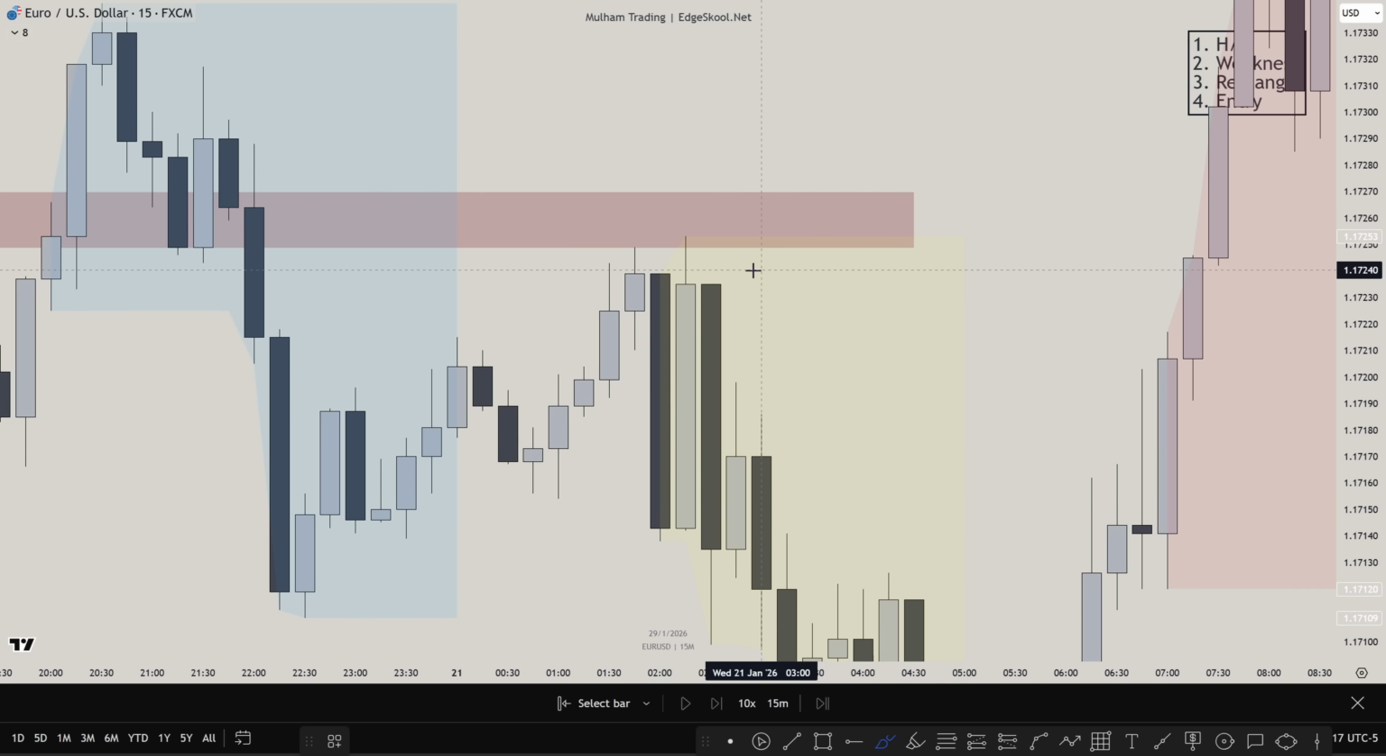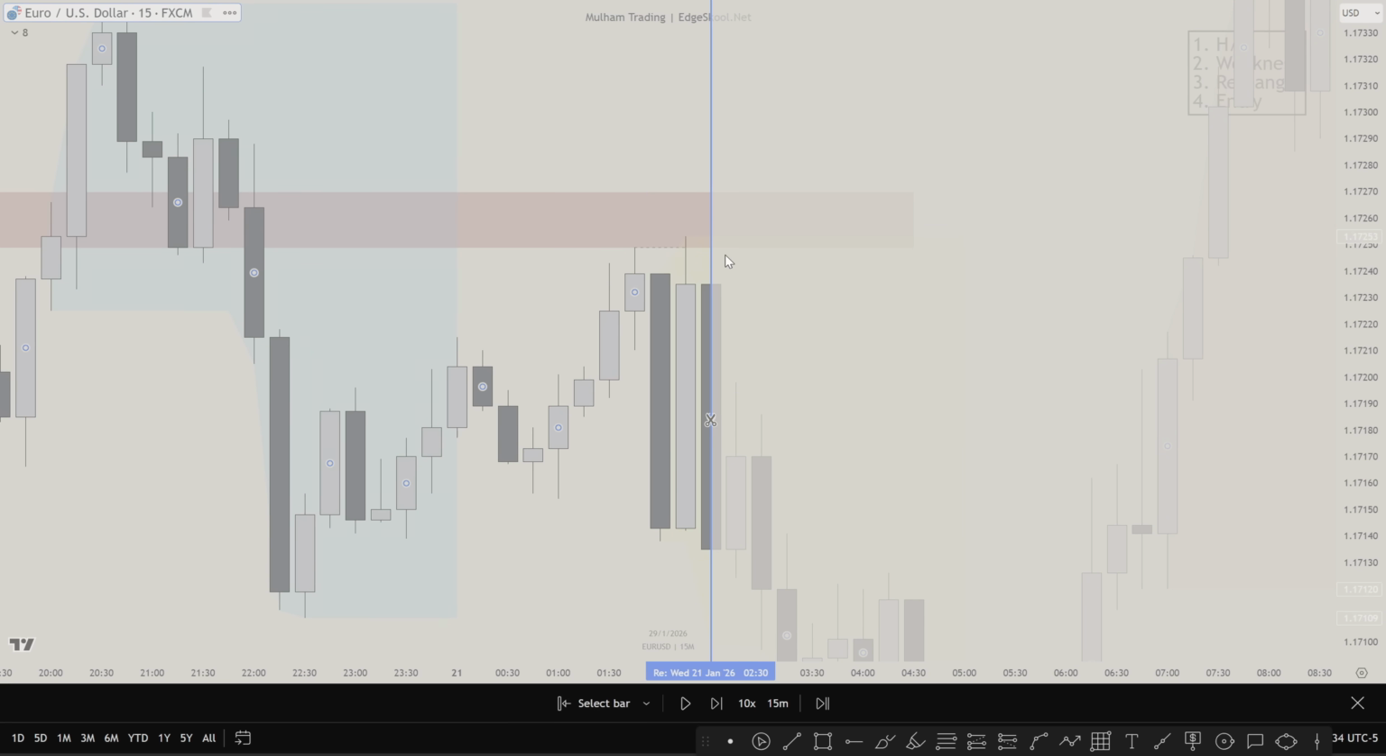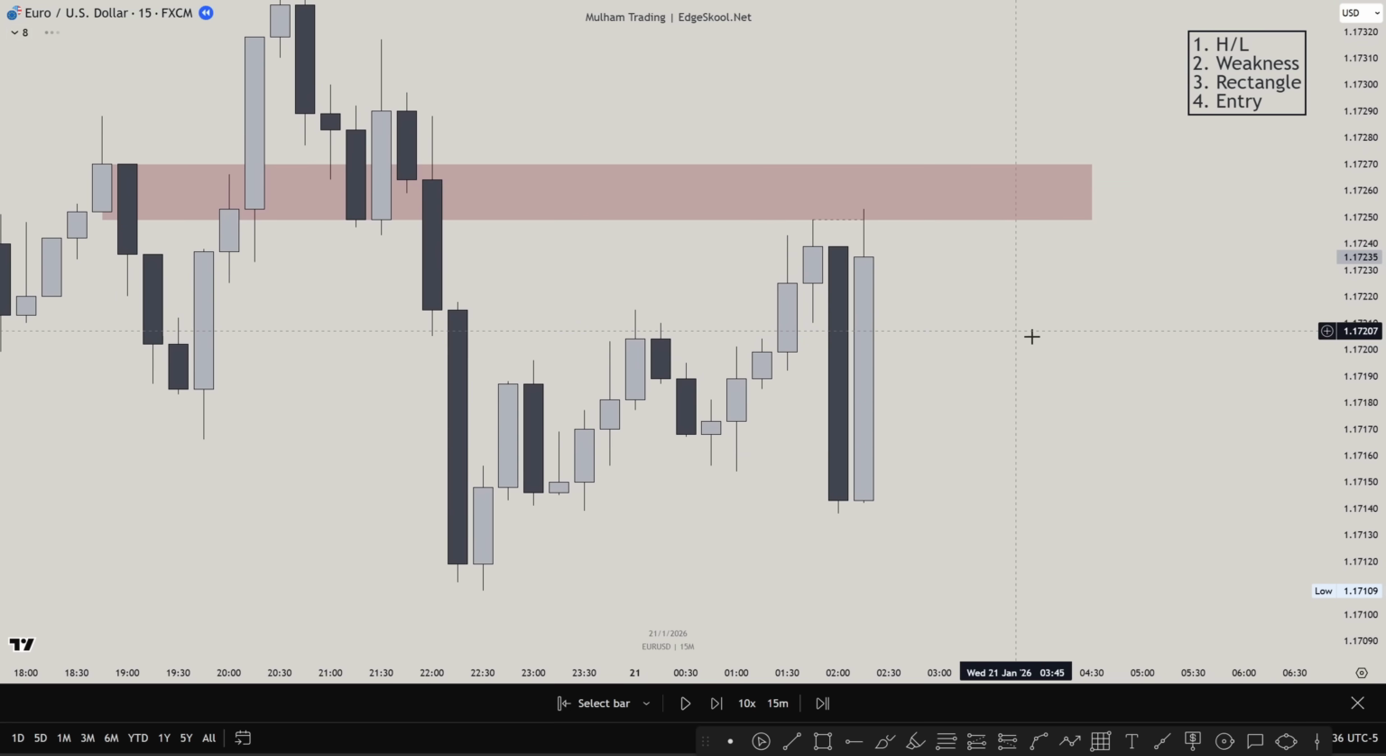Now, one thing that I forgot to mention is that the weakness needs to be on the same color. So if this is a high, then we need to see a bullish candle. If it's a low, I need to see a bullish candle. Now let's look at this. First of all, we identify the high, and then here as this candle closes, we identify the weakness. So step 1 and step 2 are there already.